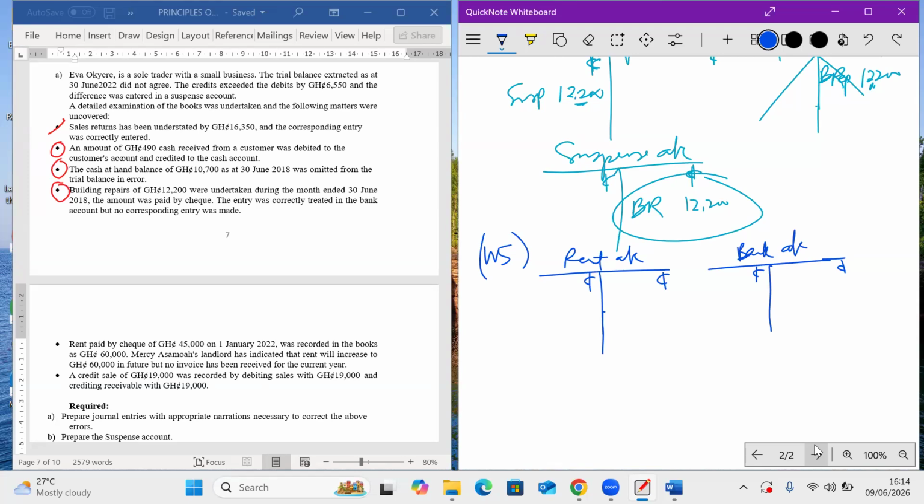Oh, let's be quick. Rent with my check. So you ask yourself, how was it recorded in the rent account? How was it recorded in the bank account from the transaction? That's what you ask yourself, and you just make the entries. That's all.